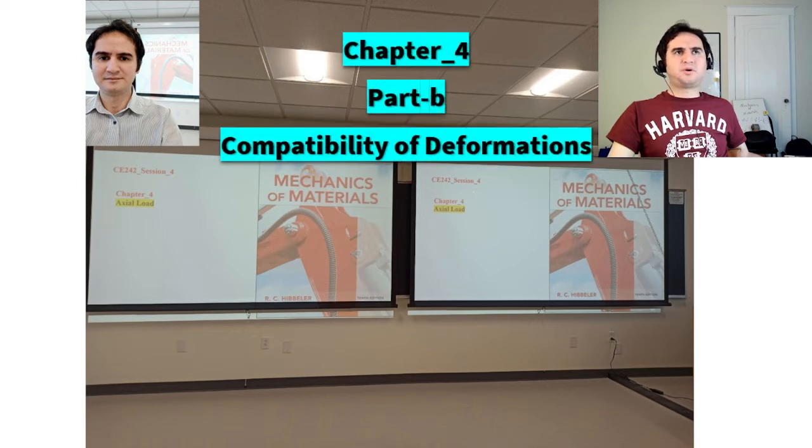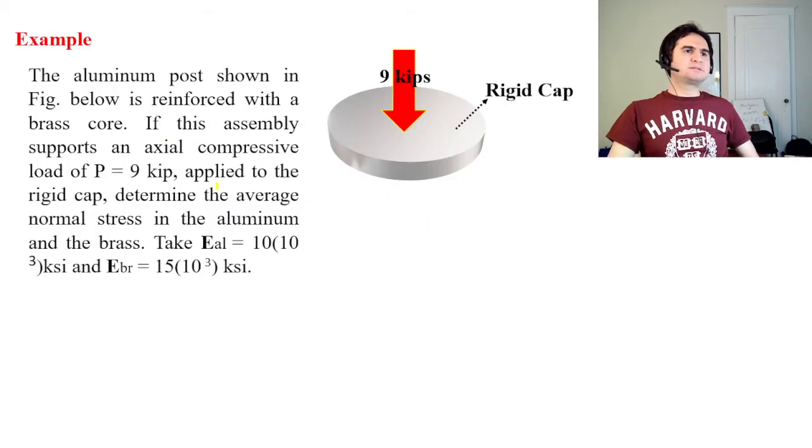Chapter 4, Part B, Compatibility of Deformations. In this example, we review a problem which includes an aluminum post which is reinforced with a brass core.